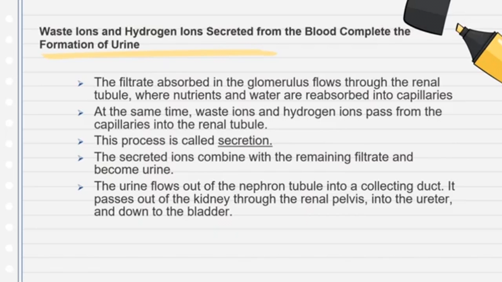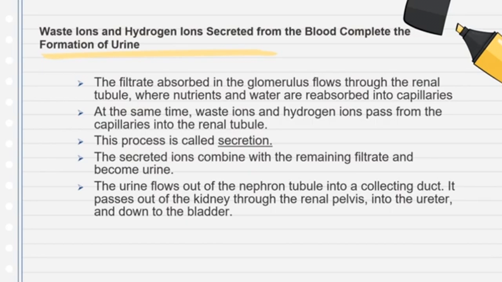So waste ions and hydrogen ions secreted from the blood complete the formation of urine. In the structure I showed earlier, you can see here where the secretion happens. So first, the filtrate absorbed in the glomerulus flows through the renal tubule where nutrients and water are reabsorbed into capillaries. At the same time, waste ions and hydrogen ions pass from the capillaries into the renal tubule. This is what we call secretion.